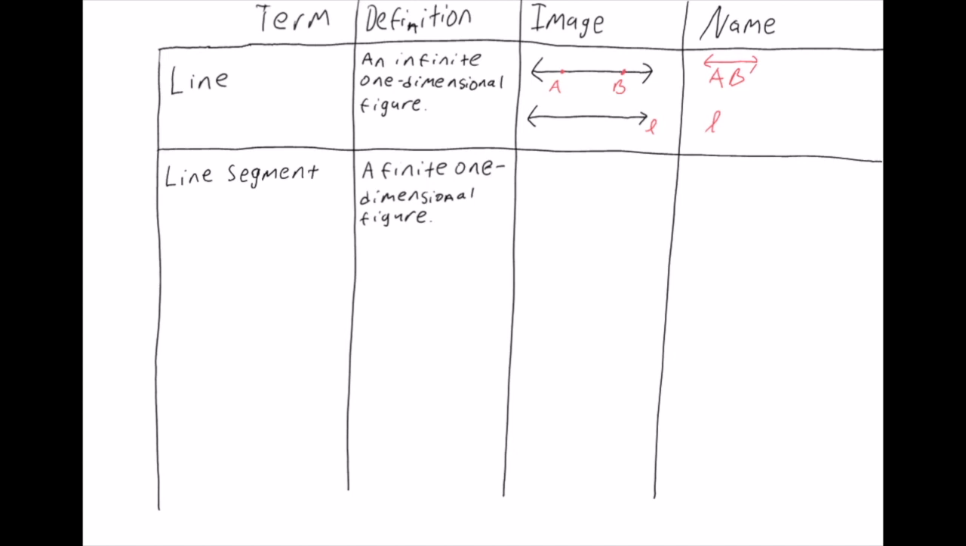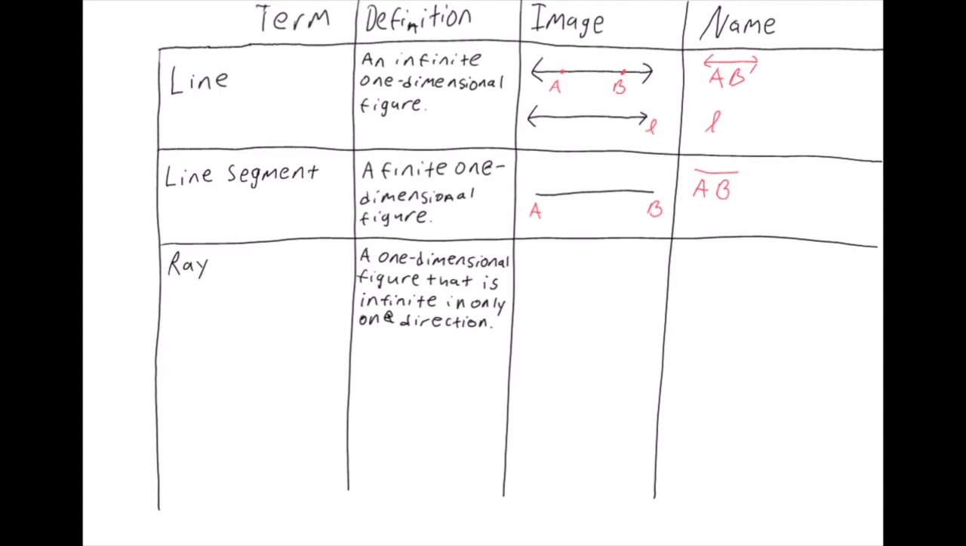The definition of a line segment is a finite one-dimensional figure. So that's what you would normally call a line, but it has ends. It has endpoints. It doesn't go on forever. So an example of this is a line segment with endpoints A and B, and we name it by saying AB with a line segment over it.